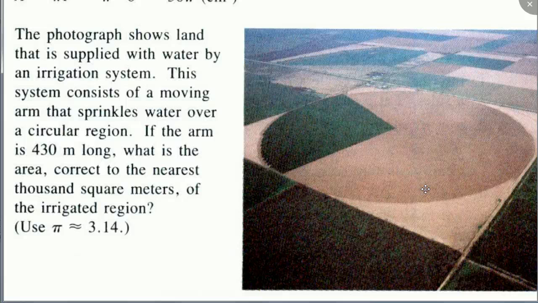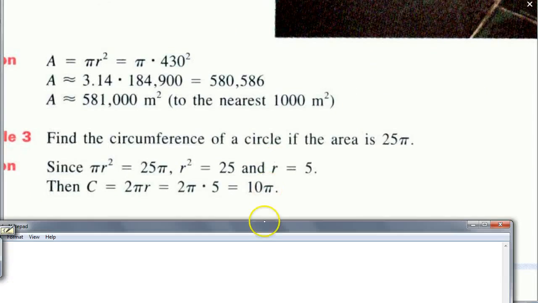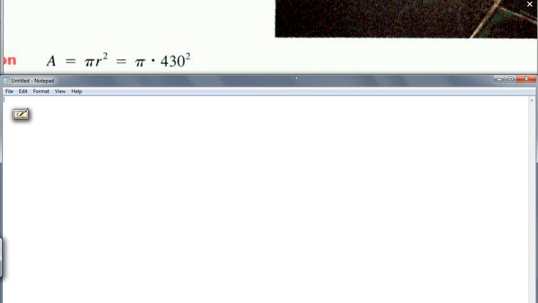I'll wait. So the radius is 430. All right, so how do you find the area? How many people did this? Use the formula: pi times 430 squared, right? What they didn't give to us, but what is 430 squared, by the way? 184,900 pi. That's the exact answer.